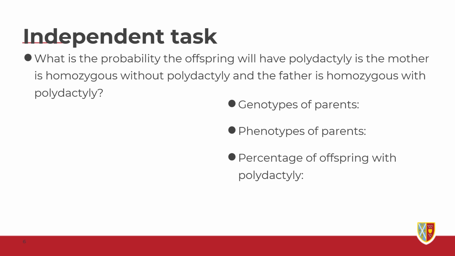Okay, so we're going to try a second example, only this time the mother is homozygous and she does not have polydactyly. The father is homozygous and he does have polydactyly. So I'm going to let you have a try of this one for yourselves. You want to pause the video to give yourself time to think about it, and then unpause when you're ready to listen to some answers.